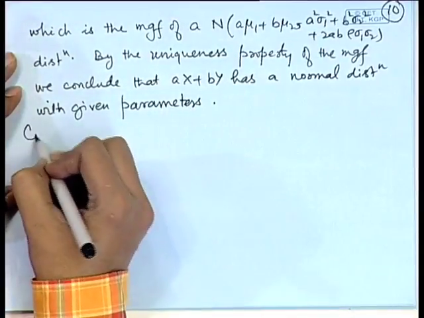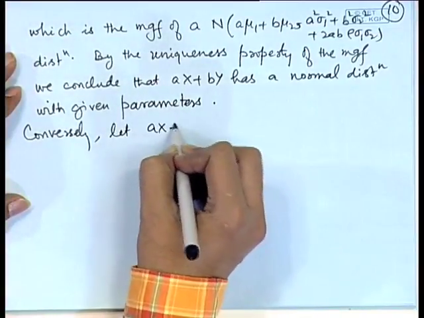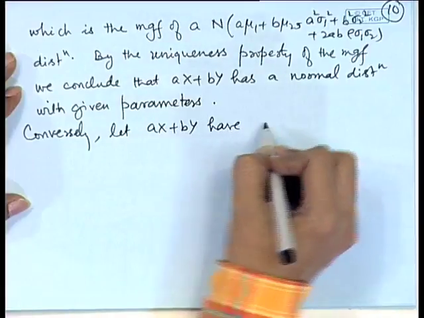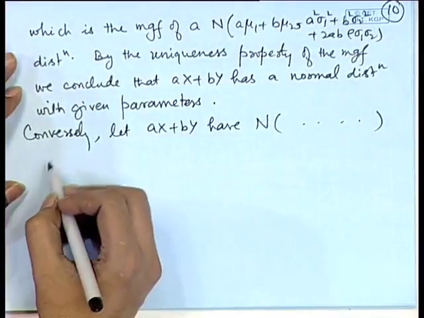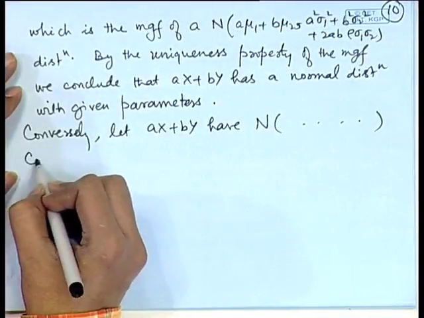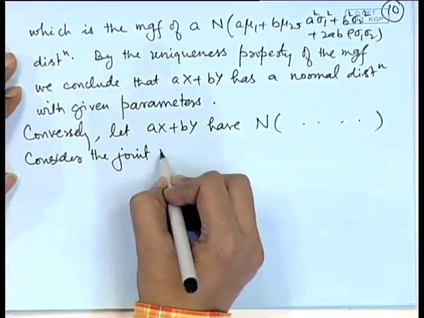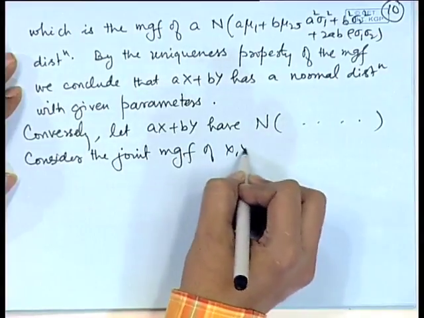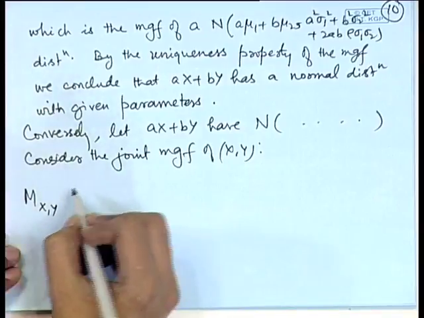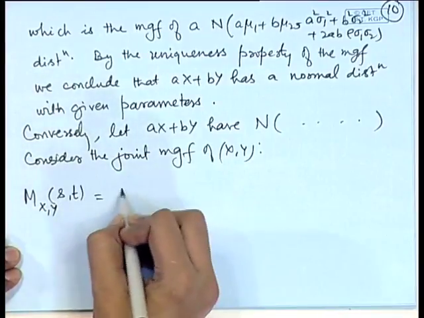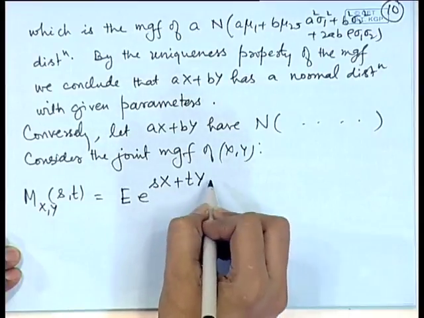Now, conversely, assume that a x plus b y has a normal distribution with the desired setup. Now, consider the joint MGF of x, y, that is M_xy(s, t), that is expectation of e to the power s x plus t y.